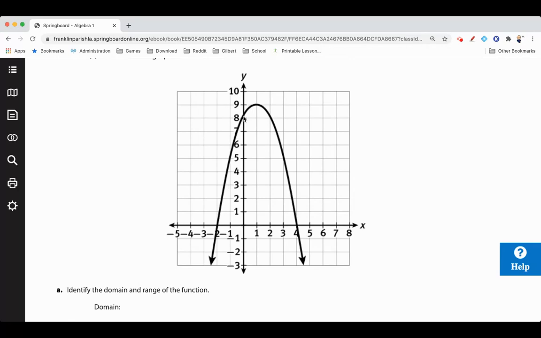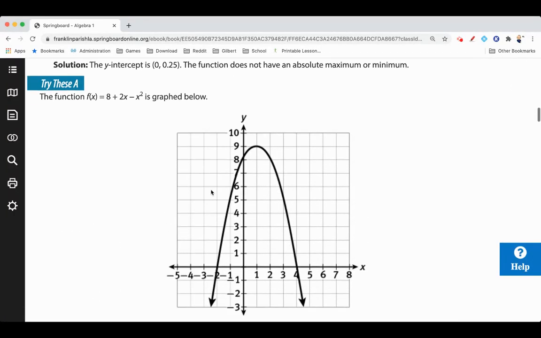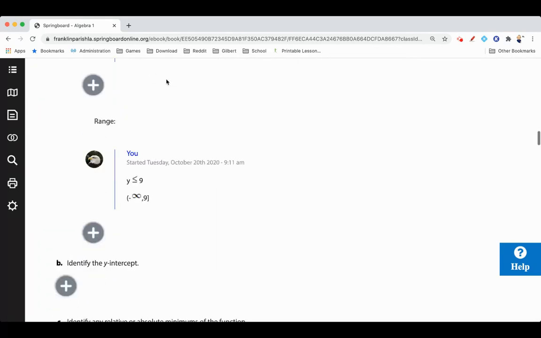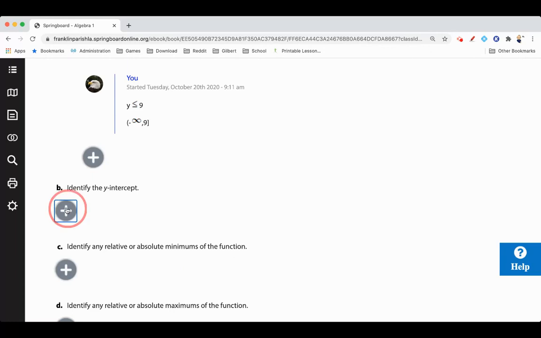Y-intercept, all right? We can see that it's 8, but let's make sure we know how they got that. Remember, the definition of y-intercept is when x is equal to 0. So I would replace the x's with 0. 2 times 0 is 0, minus 0 squared, which is 0. 8 minus 0 is 8. So our y-intercept is 8.